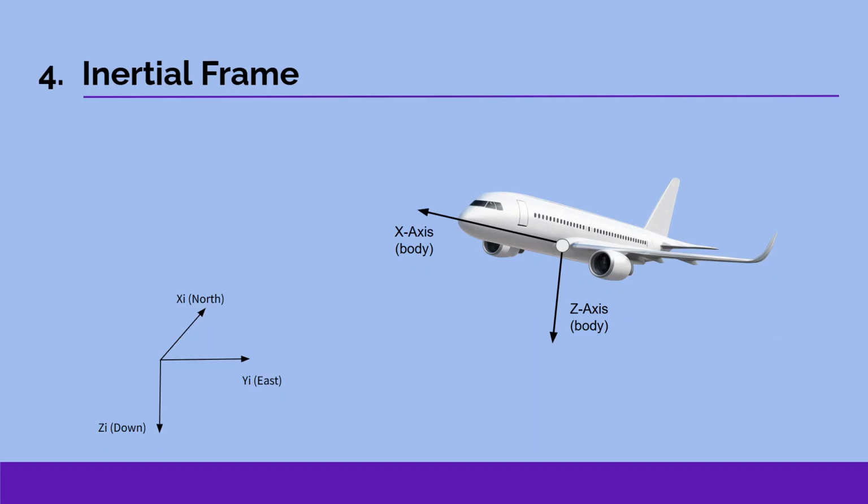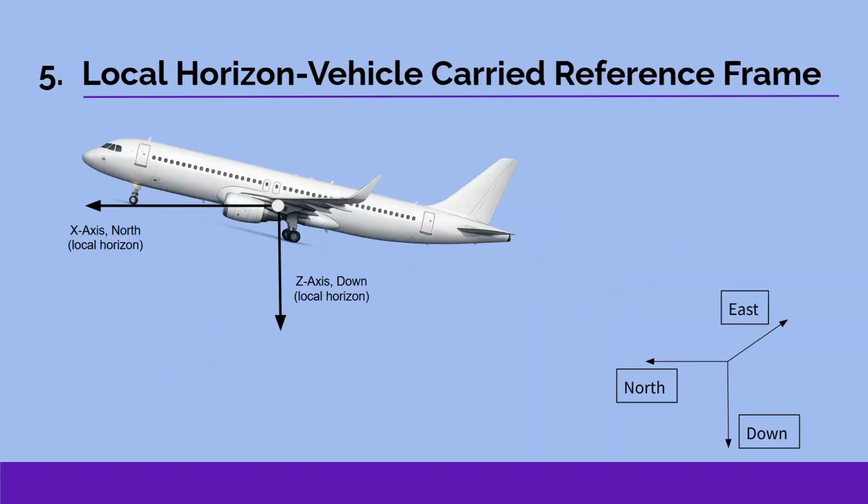So the book mentions a very generic version of the inertial frame, and that is a frame whose origin can be any point that is completely unaccelerated. But for the purpose of this class, we're going to consider that it is fixed to the ground on planet Earth. The next frame is going to be the local horizon frame, and it is essentially an inertial frame attached to the center of gravity of the aircraft.